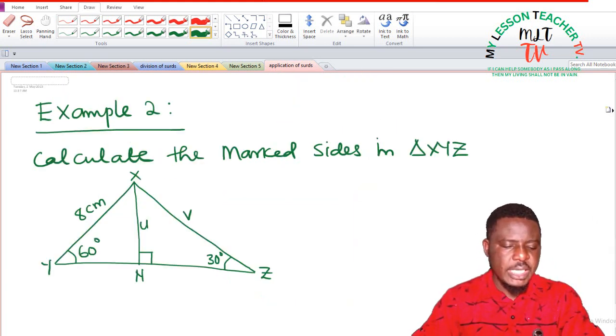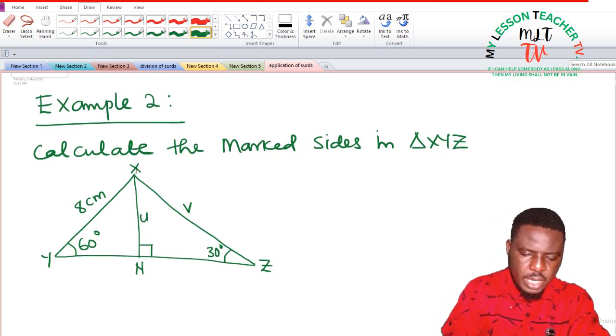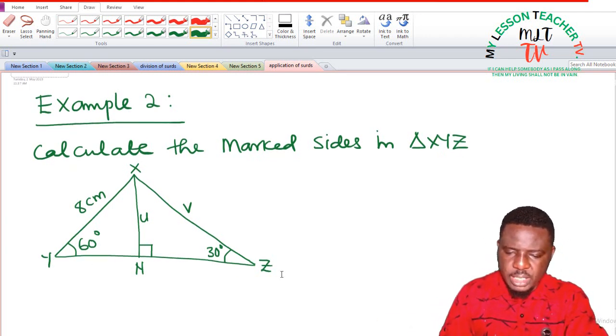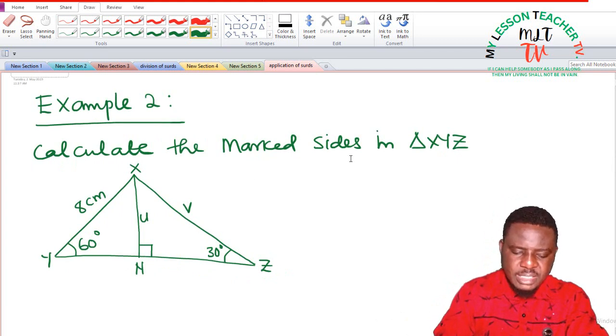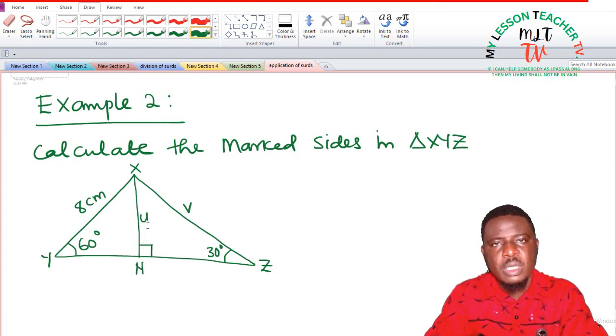Example 2 says we should calculate the marked sides in triangle XYZ. This is triangle XYZ, and the marked sides they are talking about are side XZ, which is V, and side XN, which is U.